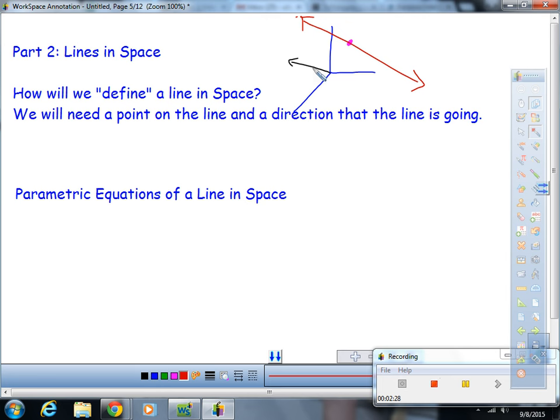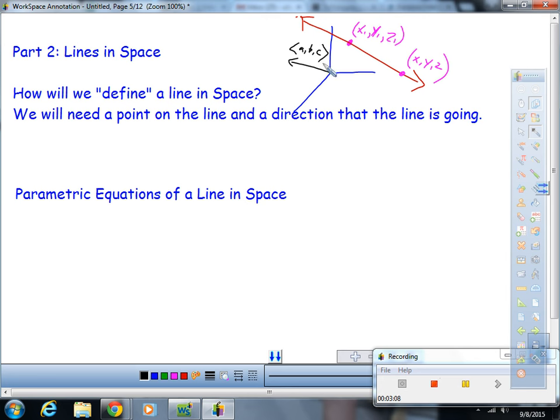Okay? So let's say this pink point is just the point x1, comma y1, comma z1. And let's also say this line contains some point x, y, z in addition to that. Okay? And then let's say that this vector that was parallel to the line is just defined by some vector a, b, c.